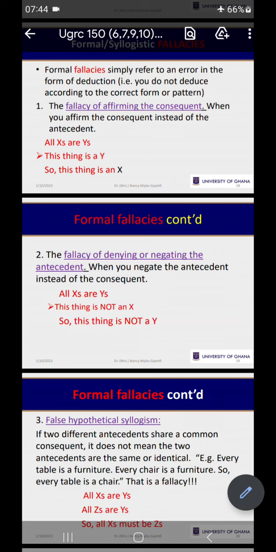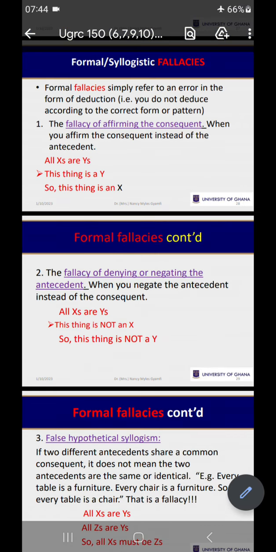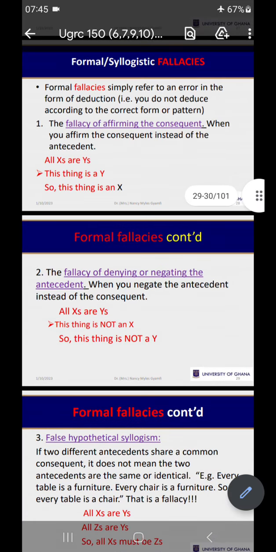So Amma represents the antecedent. And then, all Ghanaians are hospitable. So Ghanaians is the antecedent, and hospitable is the consequent. So Amma is a Ghanaian. So we affirm the antecedent. That's why I said I use Amma to represent a Ghanaian. Do you get it?